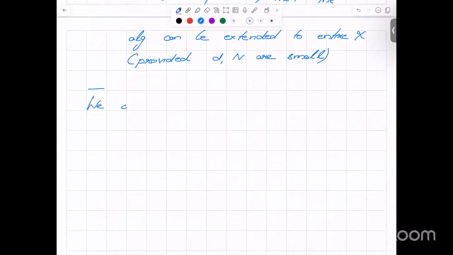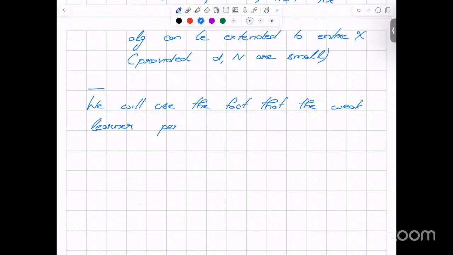We will use the fact that the weak learner performs well on every distribution on the n sample points. And we'll do this.